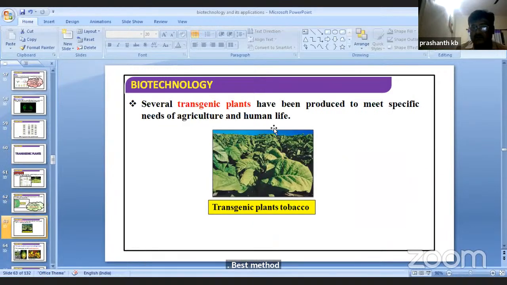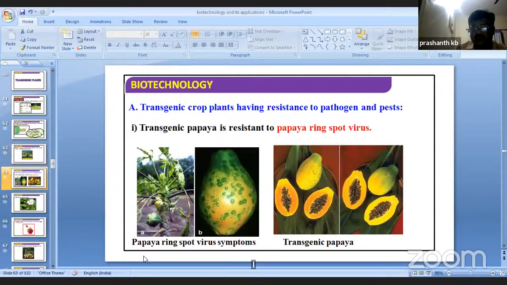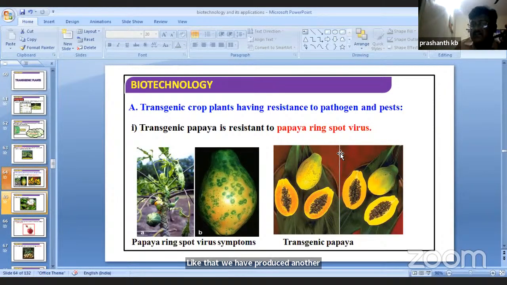Now, this is the transgenic tobacco plant. It will never get infected by Meloidogyne incognita. RNA is present inside this one. The infection never takes place. Like that, we have produced another transgenic plant against papaya ring spot virus. Can you see this ring spot, papaya ring spot? In the transgenic, we will never get this kind of ring spot, and the yield will be very low with the ring spot.